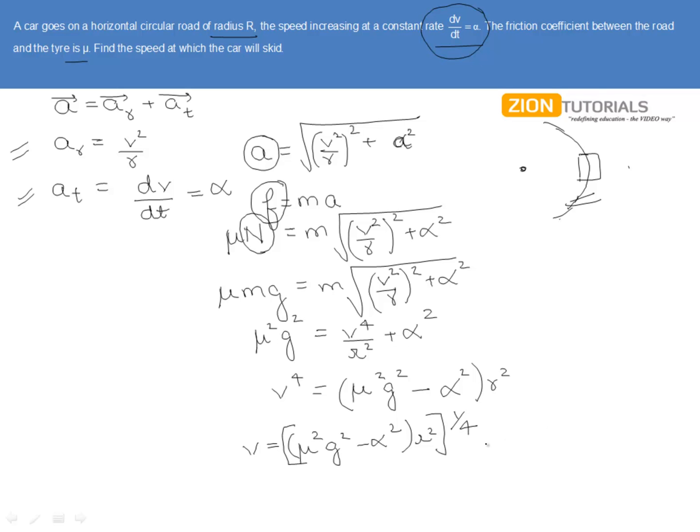Now this is the speed, that is the limiting speed at which the car will actually skid. That is, if the speed is slightly more than this, then the car will skid.